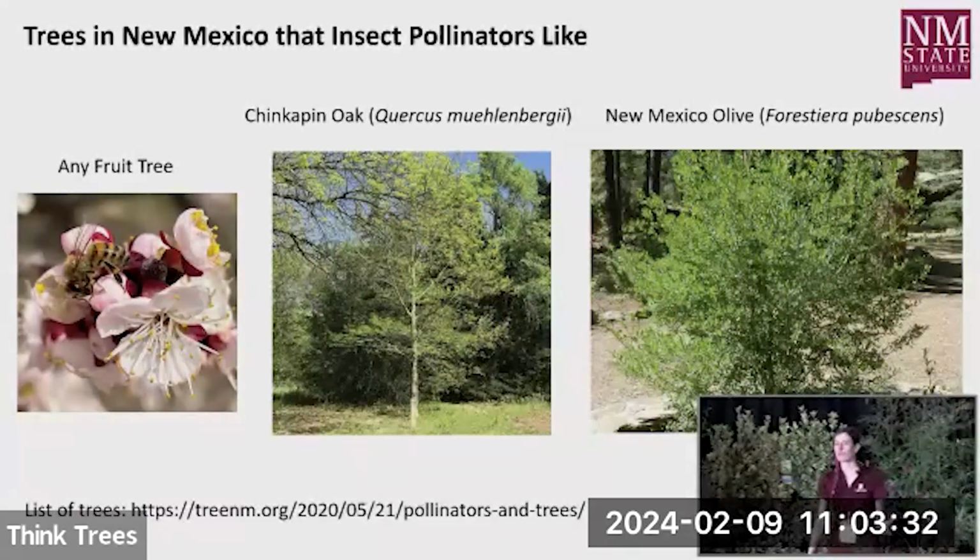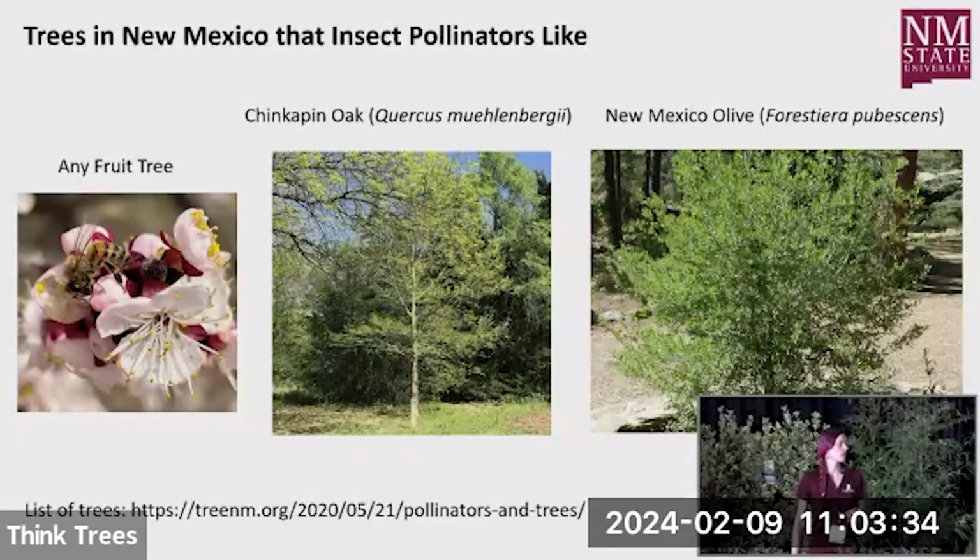But basically any fruit tree, pollinators love that, like bees, not just Apis mellifera, the European honeybee, but things like our native bees and other pollinating insects. They love the nectar from fruit trees. So you can't go wrong with that.